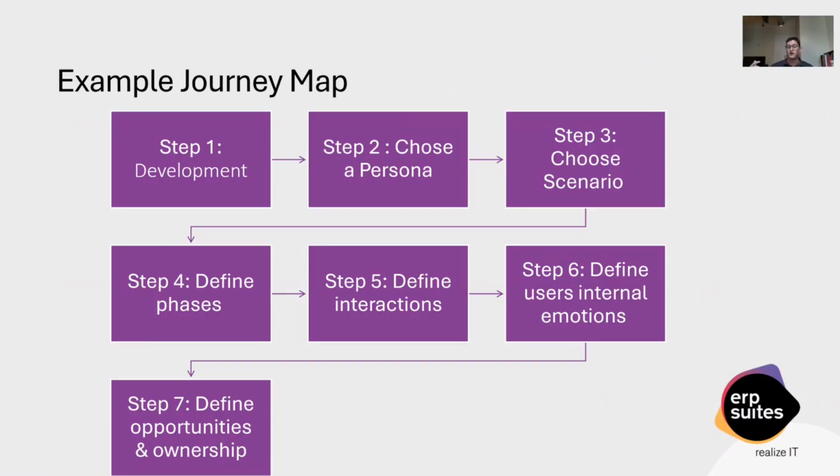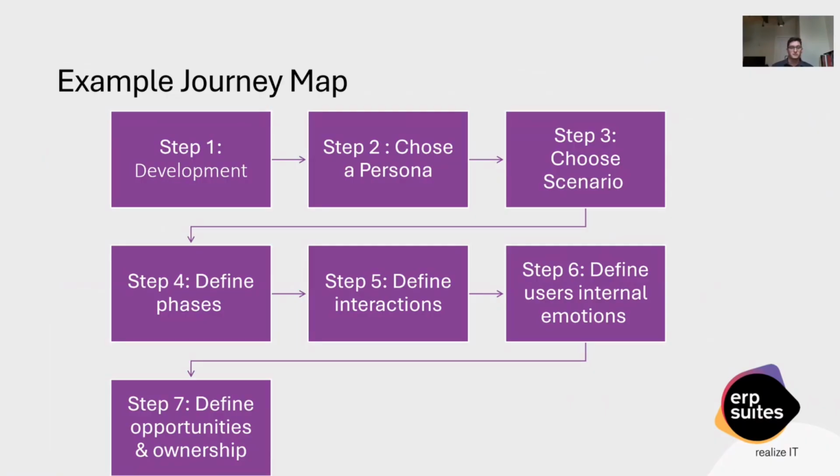And then the fifth is define interaction. So how are they interacting? What other processes inside of that are they doing? Sixth is really just the user's internal emotions. And then lastly, really defining the opportunities, the ownership, the goals, and the things you want to get out of this journey map. So with that, here comes my artistic ability.